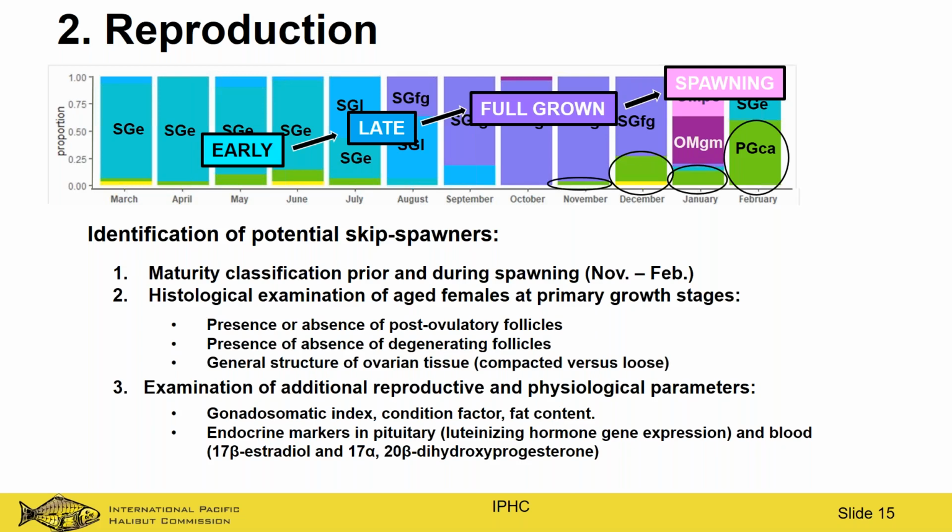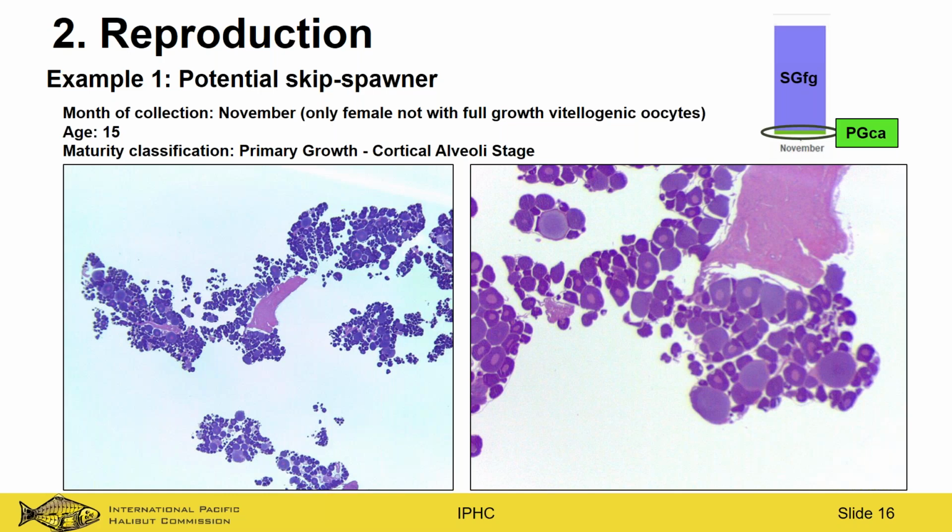So to give you an example of how we're looking at possible skip spawning females histologically, we identified one female, 1 out of 30 in November, that did not have full-grown ovarian follicles. This female was aged at 15 years old, knowing that the average age of maturity is expected to be around 12. The maturity classification based on histology was that this female was in primary growth and cortical alveoli stage. But the lack of post-ovulatory follicles and the lack of degenerating follicles indicate that this female has not spawned this year, but the loosely connected ovarian tissue could be indicative of this female having previously spawned in previous years, not in the current one. So this is a potential candidate for a skip spawner.